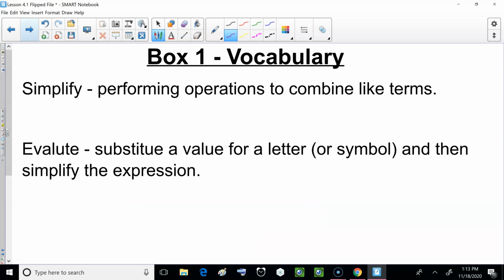Two more words that you're going to see when we're performing some of these actions today. The first one is simplify. To simplify, we're performing operations to combine like terms. So we use an operation, adding, subtracting, dividing, or multiplying, to find like terms. And then we have the word evaluate, which means you substitute a value for a letter or a symbol, and then simplify the expression. We'll see some of those as we set up our examples on our next page. You can pause right now and write down these vocabulary words in your notebook.